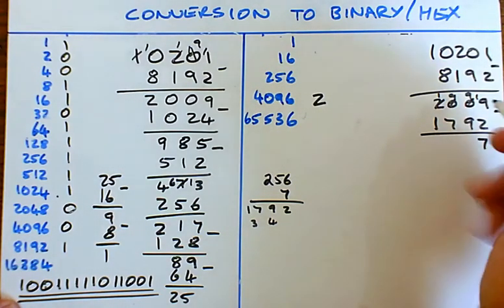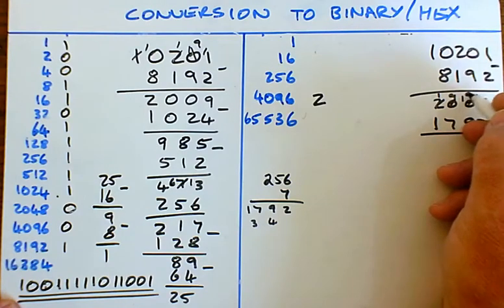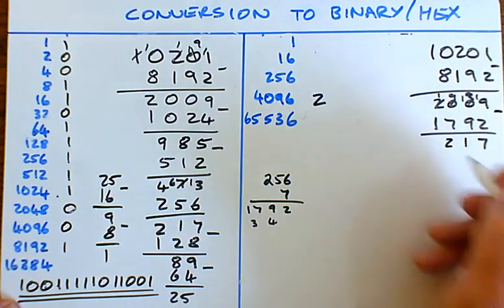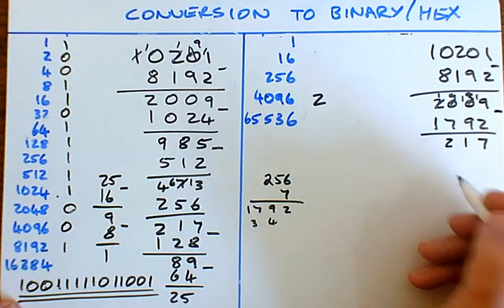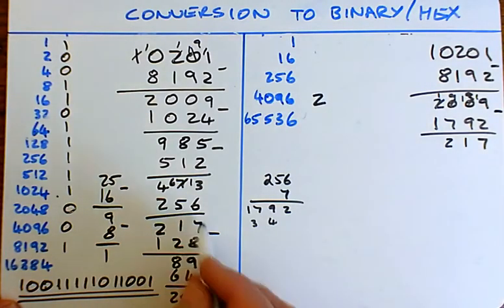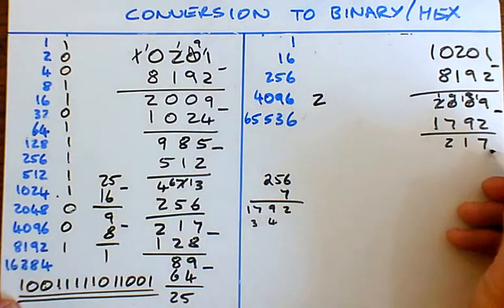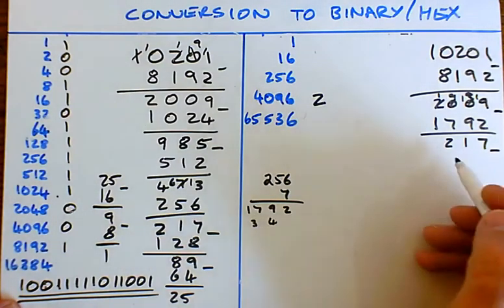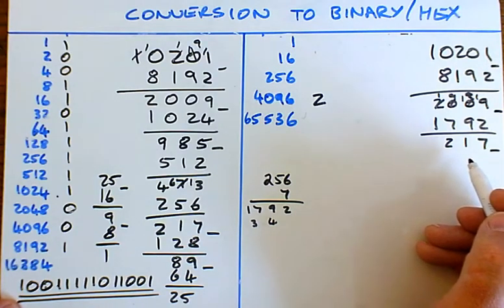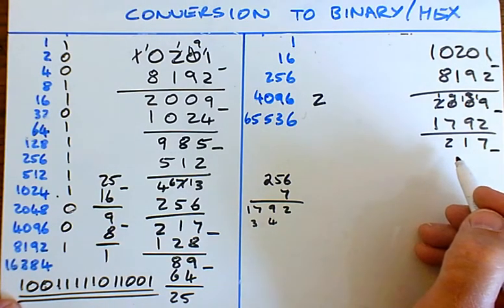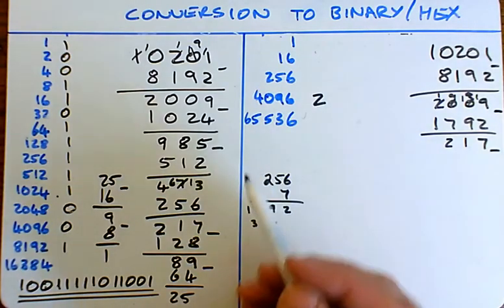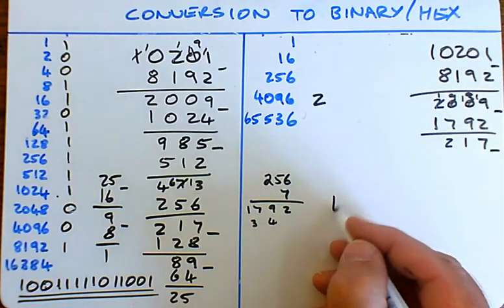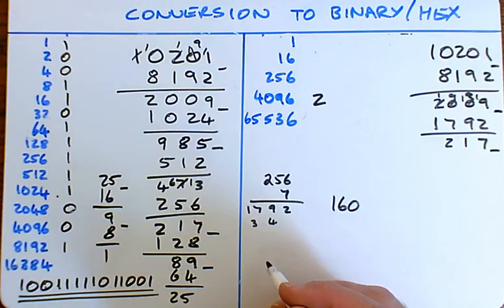Okay, so we have 217, and that's good. We can see that down here as well. So we are going to subtract some 16s. How many 16s go into 217? Well, this is where our hex gets quite interesting, because we can see that it's more than 10. So 10 is 160.